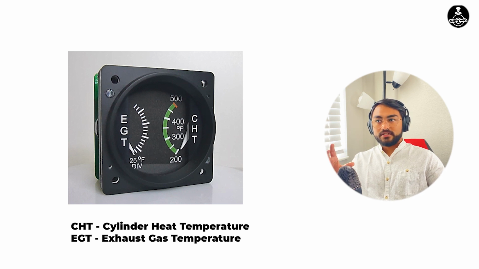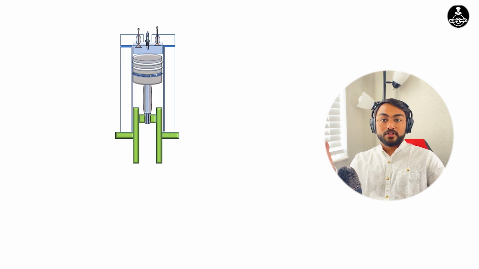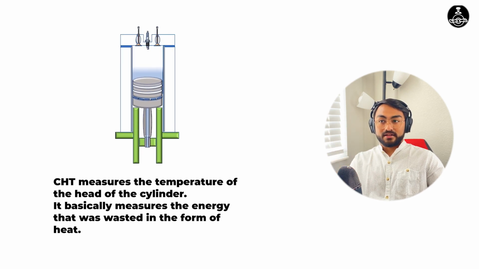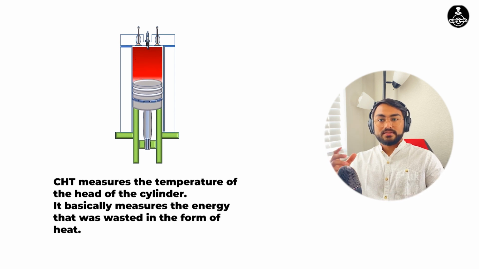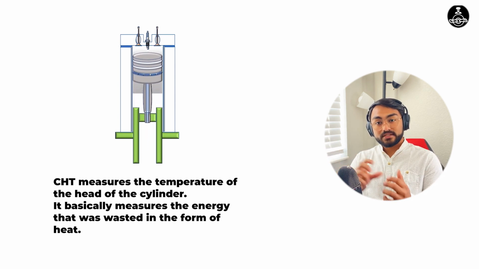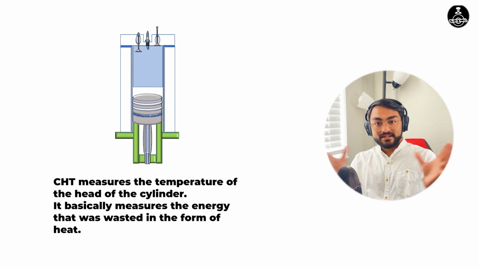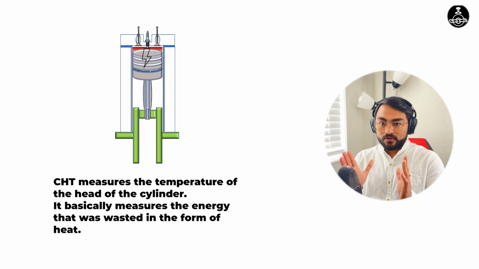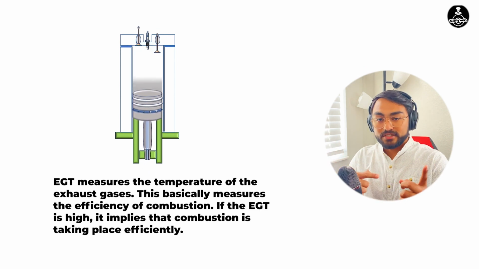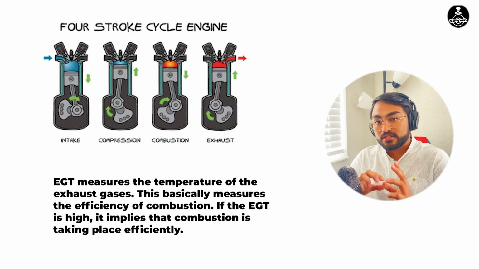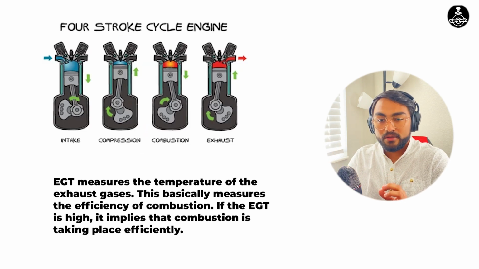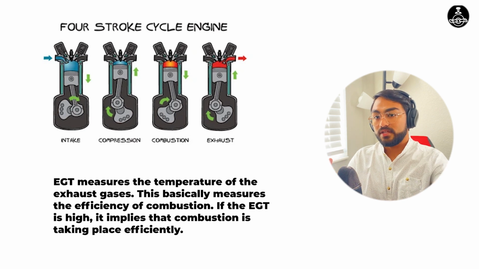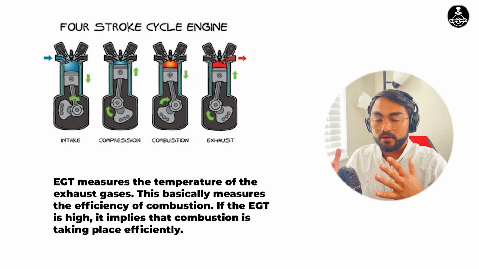CHT is measured using thermocouples on the cylinder walls, on the head of the cylinder, on the outside. This is the energy that is wasted as heat. Because CHT is measured on the cylinder head, we can think of it as the energy that should have been used to move the piston that was wasted as heat energy on the walls of the cylinder. Okay? Exhaust gas temperature, on the other hand, is used to measure the temperature of the exhaust gases, which are a byproduct of combustion.